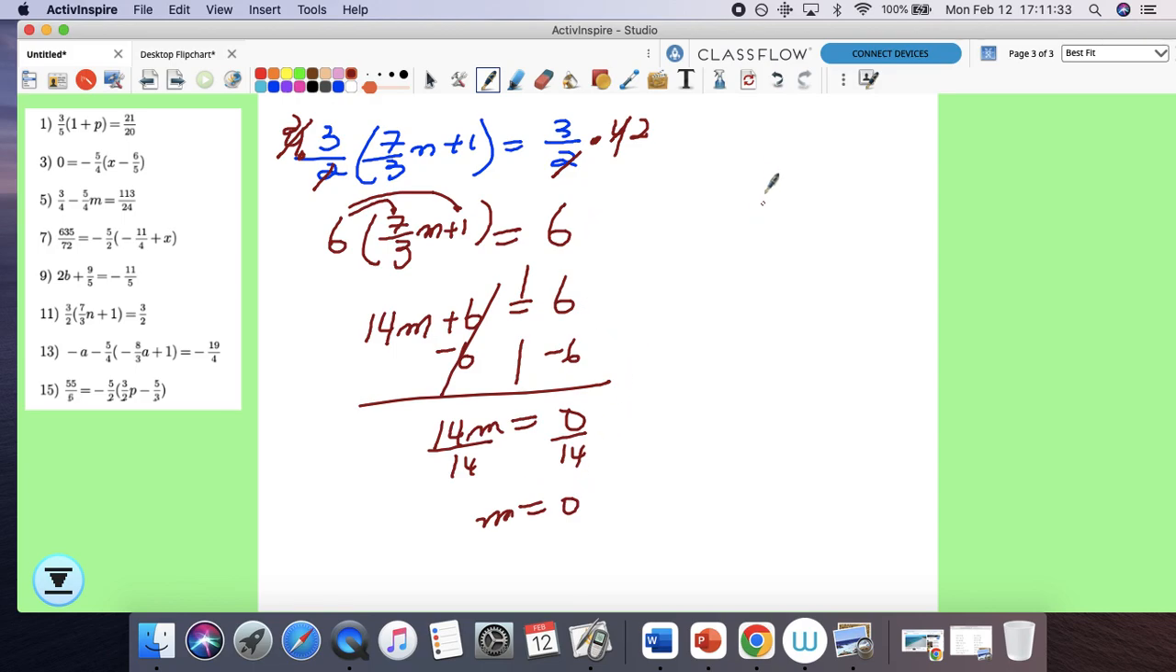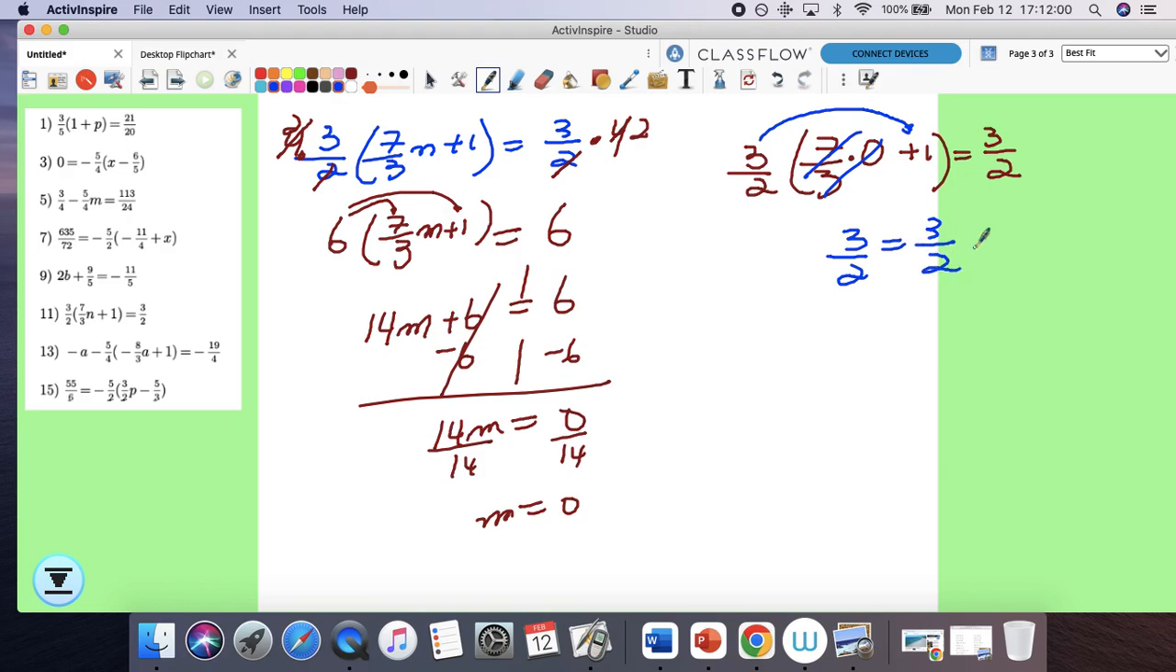So if m equals 0, I go back to my original equation. 7 over 3 times (0 plus 1) equals 3 over 2. Now worry about what happens inside the parentheses. 7 over 3 times 0 is just 0, and 0 plus 1 is just 1. So now I can multiply that. 3 over 2 times 1 is just 3 over 2. Beautiful check, because there's nothing to do.